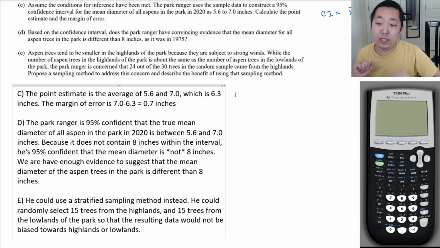I think that was it. That's all you gotta say. You have to propose a sampling method to address this concern and describe the benefit of using that sampling method. So you're just gonna stratify. You're gonna separate into two groups, and you're gonna randomly sample from each group. This guarantees that you have 15 from each, so you're not biased by having too many of one or the other.